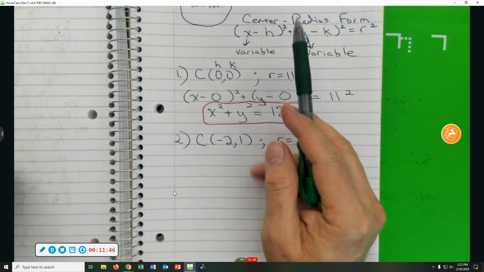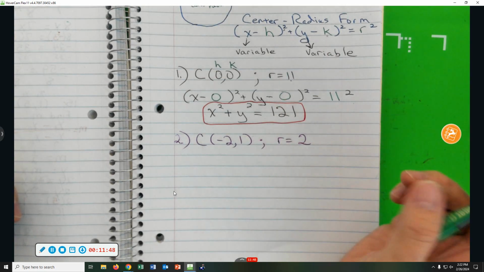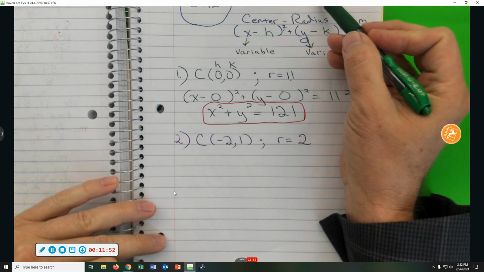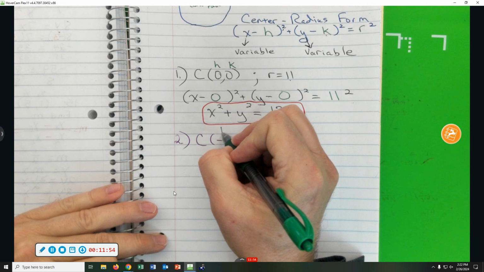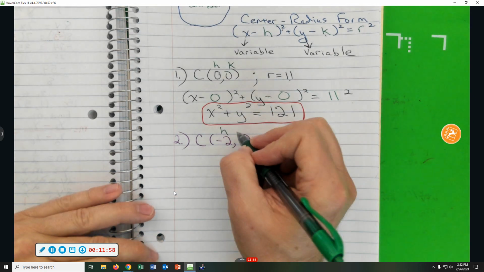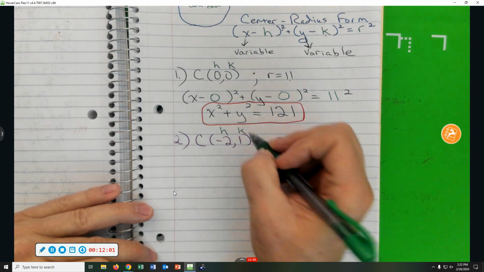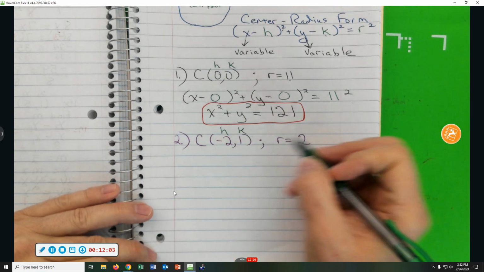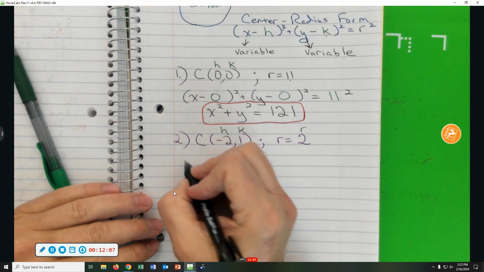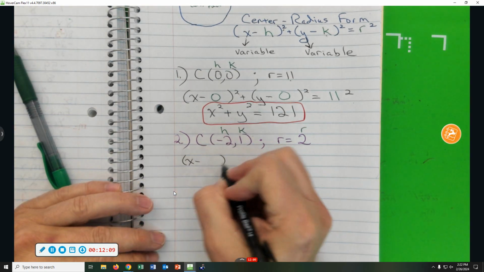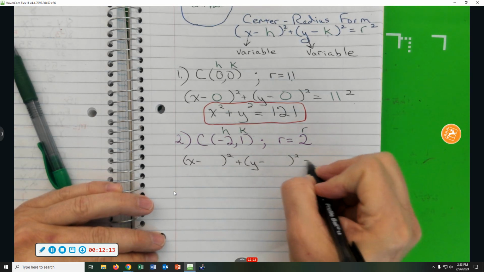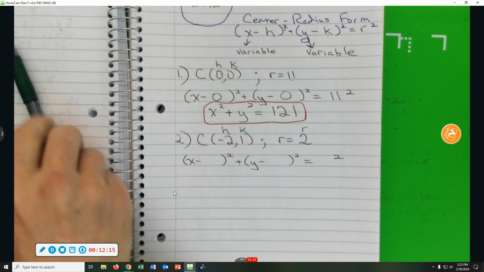Well, we know we're going to have to know our h and k. What number is acting like h? Negative 2, the x coordinate of the center. What number is acting like k? 1, the y coordinate of the center. And this is obviously r. I'll write my x minus and my y minus.